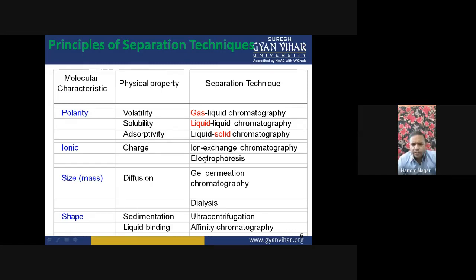So which type of charge is present, positive or negative, and the strength of the charge will affect their distribution between the stationary phase and mobile phase in ion exchange chromatography. Or we can say the exchange of these ions. Charge is the basis of the exchange of the ionic components between the stationary and mobile phases.